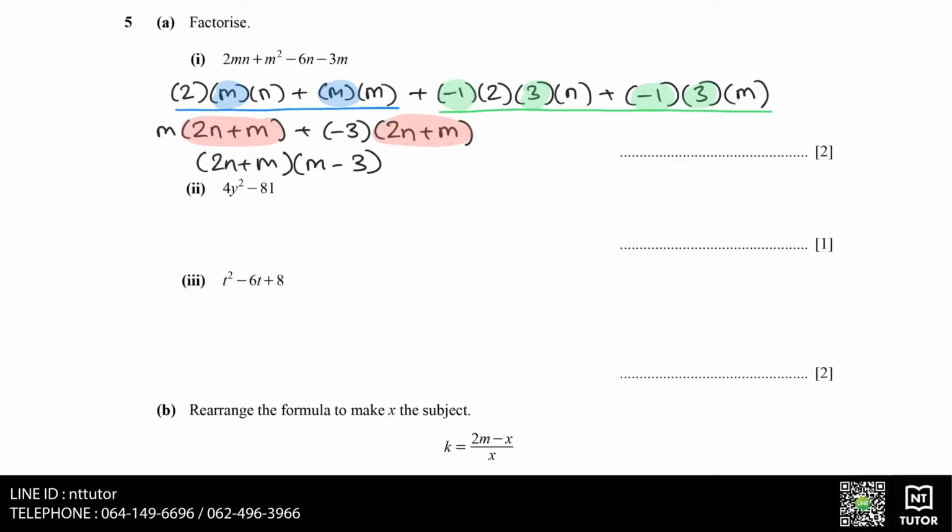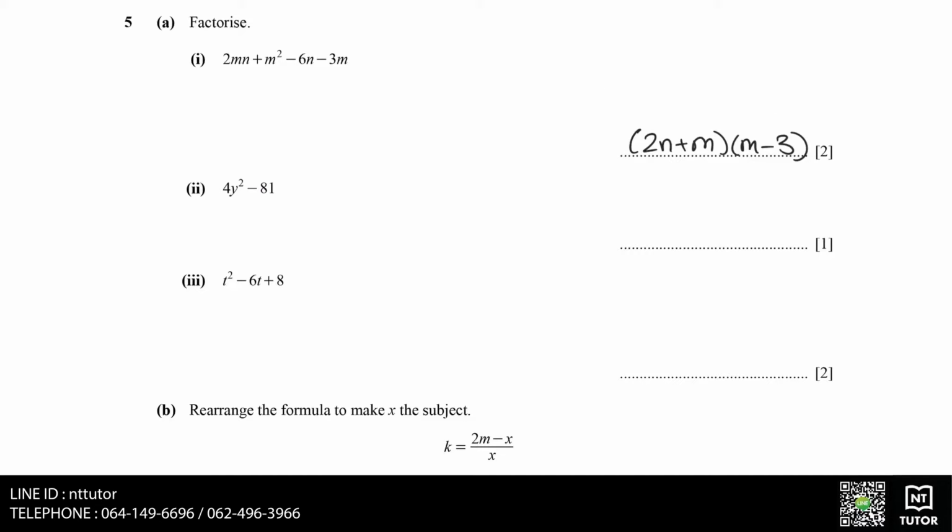When we take out 2n plus m, we are left with m minus 3 for the remaining terms, and now we have completely factorized the expression because we've rewritten it in terms of something multiplied by something, as 2n plus m multiplied by m minus 3.